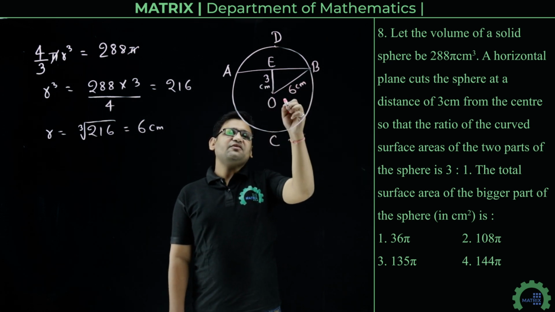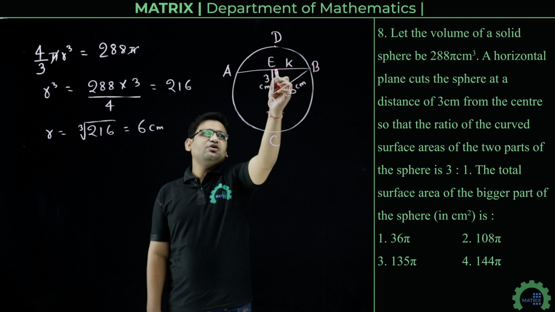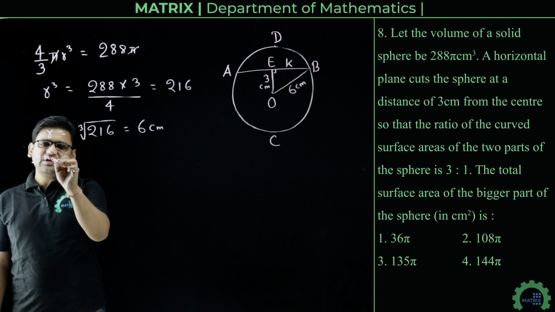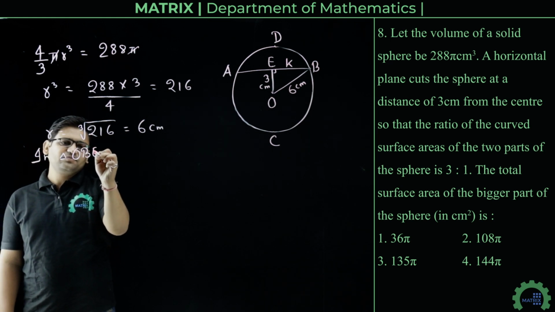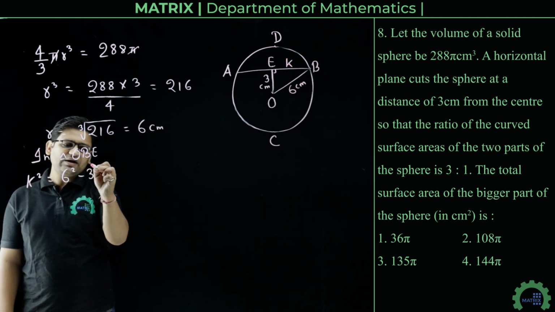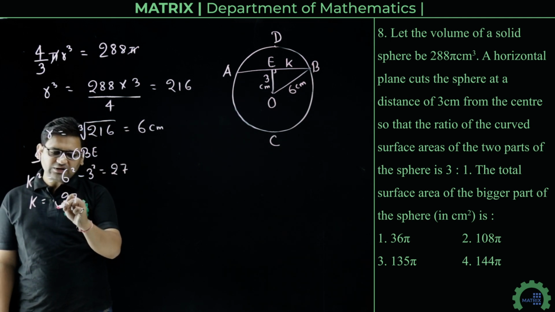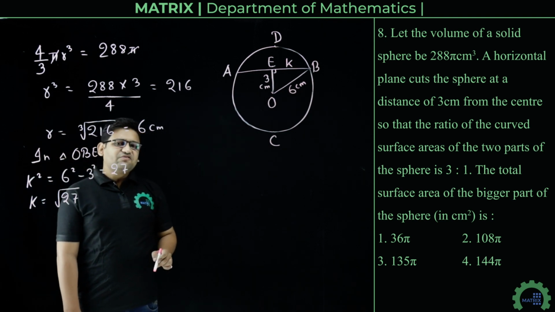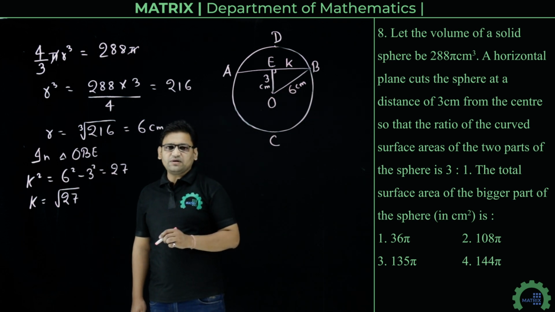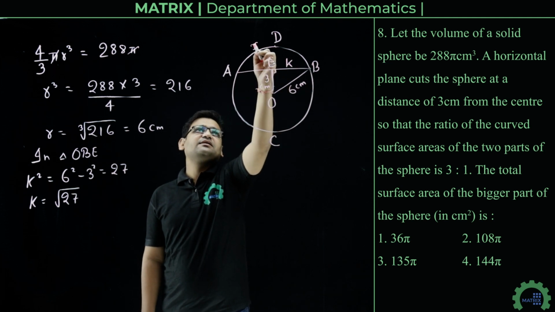Let's say the radius of the flat surface of ACB is k. So we can apply Pythagoras theorem in triangle OBE. In triangle OBE, we can write k square equals 6 square minus 3 square, that is 27. So k will be square root of 27. Now we are given that the ratio of the curved surface areas of the two parts of the sphere is 3:1.